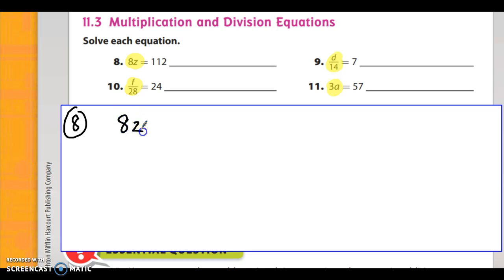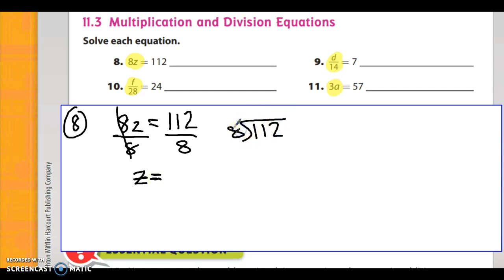Number 8 is 8 times z is equal to 112. We divide by 8. 8 and 8 cancel, and all that's left is z, and put a little cross there to make it look like a z. So how do I find z? I need to do 112 divided by 8. 8 goes into 11 once. 1 times 8 is 8. And you get 3 and 2. 8 goes into 32 4 times. 4 times 8 is 32. I think z is equal to 14.